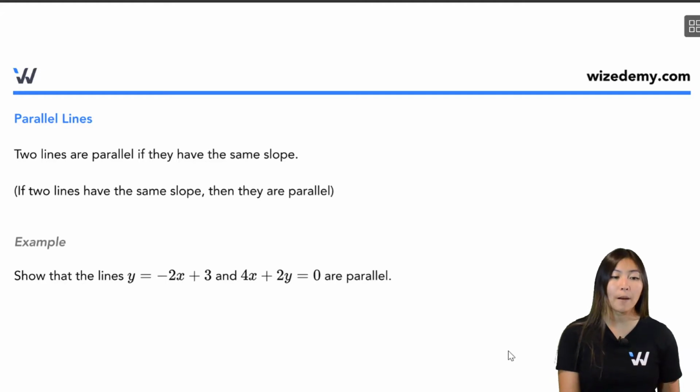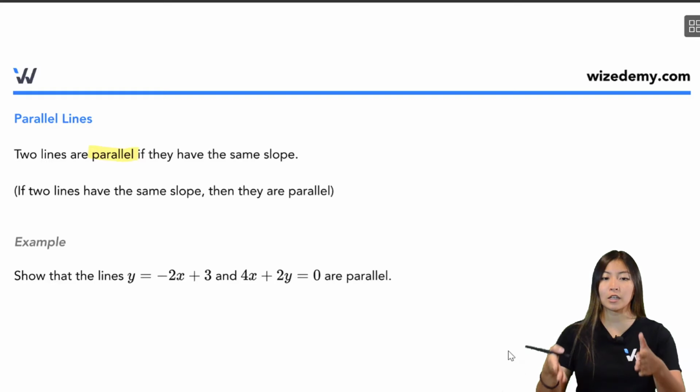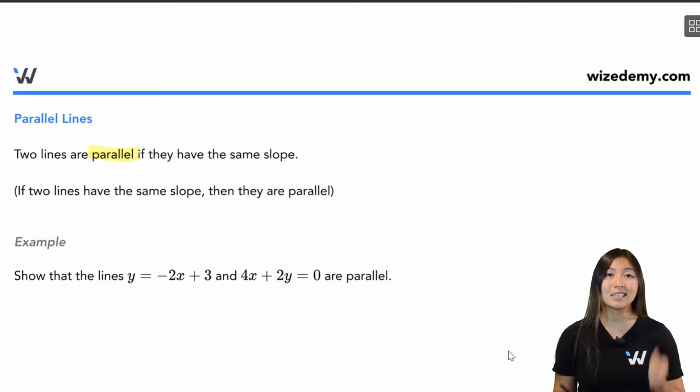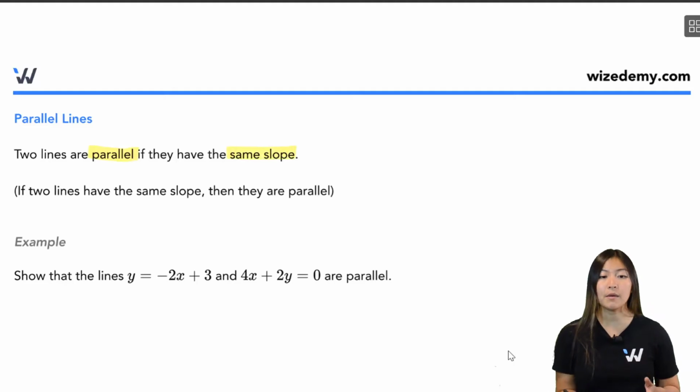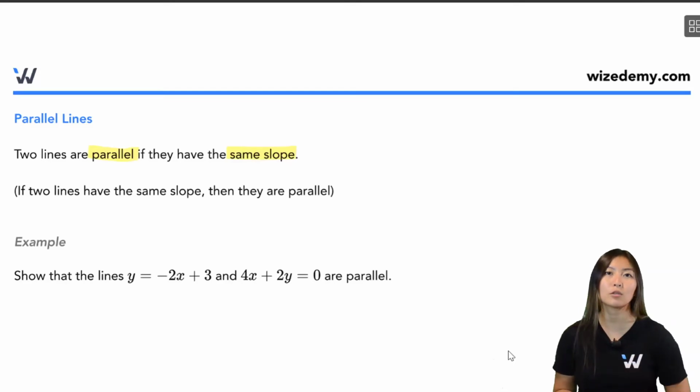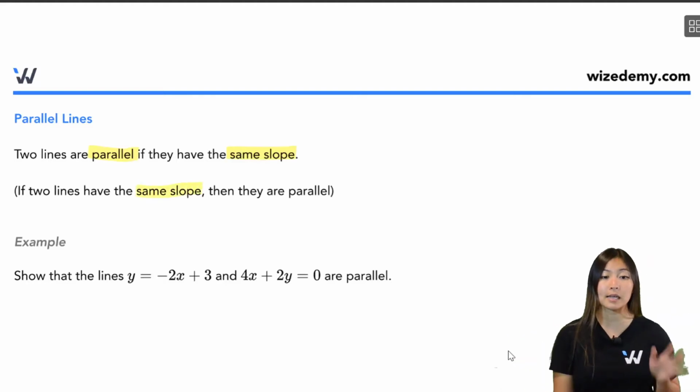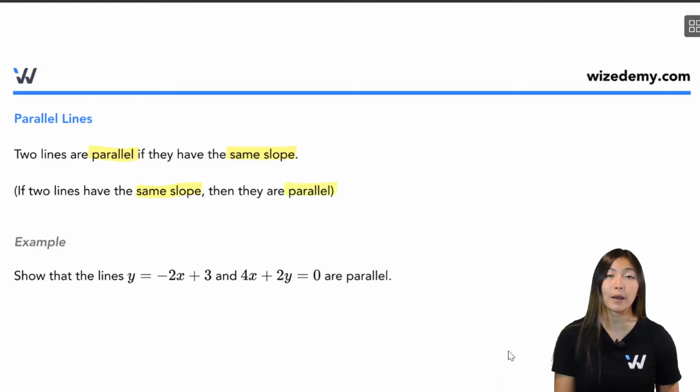Two lines are parallel, so again, side by side, forever and ever, they never touch, if they have the same slope. So parallel, since the lines look the same, their slopes are the same. So that means that if you have two parallel lines, if you know the slope of one of them, you know the slope of the other line. It actually goes backwards as well. If you are told that two lines have the same slope, I don't even need to see those lines. I know that those lines are parallel.